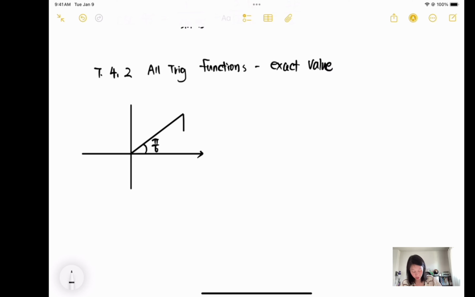Well, if it's a 30-degree triangle, we have the short side equal to 1, which is half of the hypotenuse. So that means if the short side is 1, the hypotenuse is equal to 2. And then using the Pythagorean theorem, we will find out the long side is equal to square root of 3. So now, given that, I want you to find all 6 trig functions.